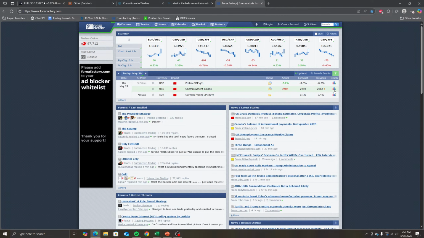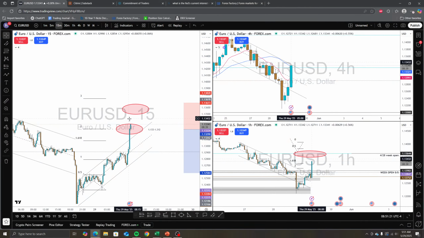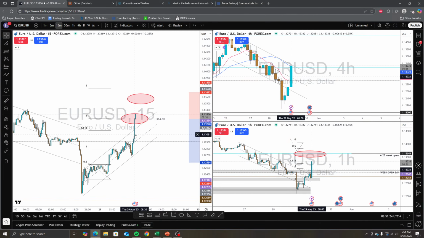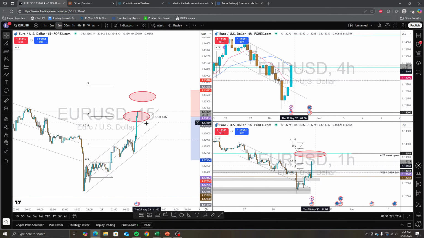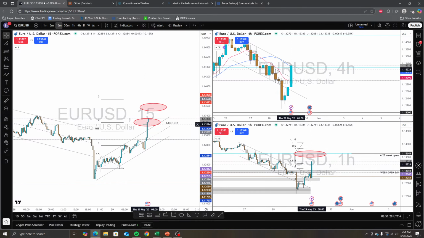GDP. Alright, so let's think about this for a second. Unemployment claims is up. That means more people are unemployed, which means it's bad for the economy, which means interest rates are going to come lower because they need to basically put fuel on the fire of the economy. So interest rates are lower, which means the dollar is weaker, which means that EU will go higher. So that's kind of what we're seeing here, is EU went higher. And honestly, it's pretty significant. So it might actually continue going higher.